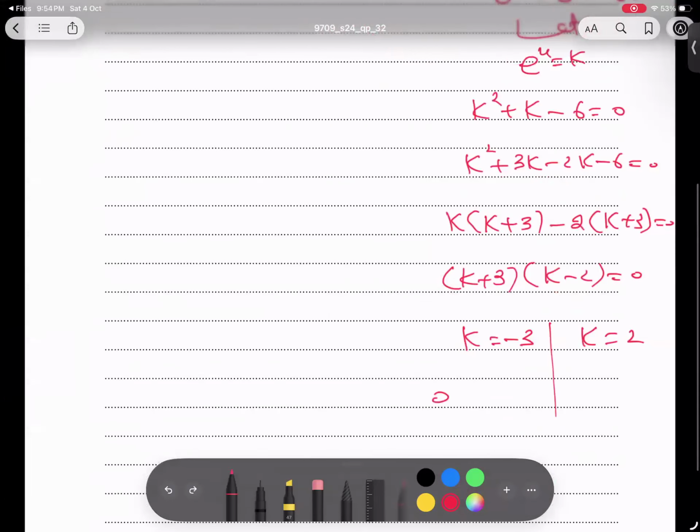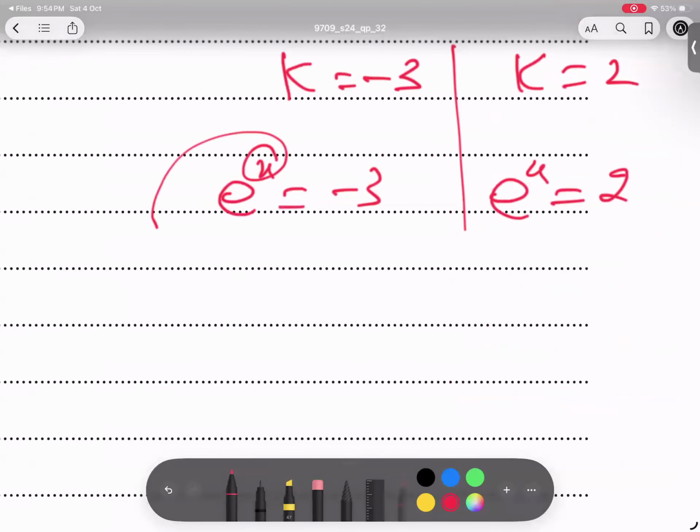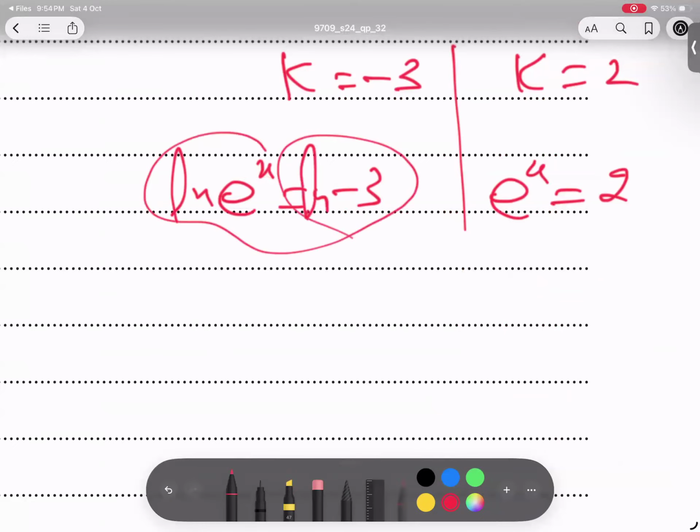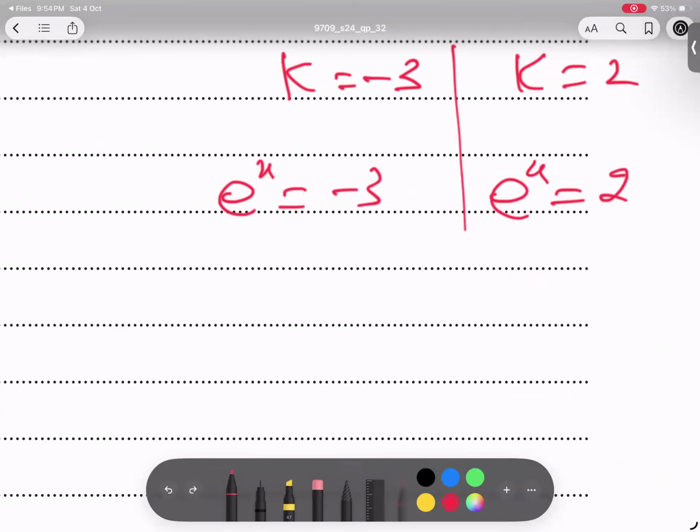So e to power x is equal to negative 3, and e to power x is equal to positive 2. Now, how to bring x down? We take a log of both sides. So here log is okay, but here log is not okay. Why? Because log of a negative number is impossible. So it's gone.